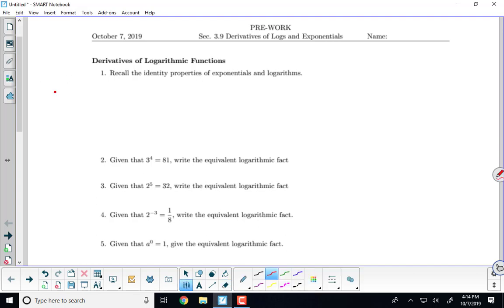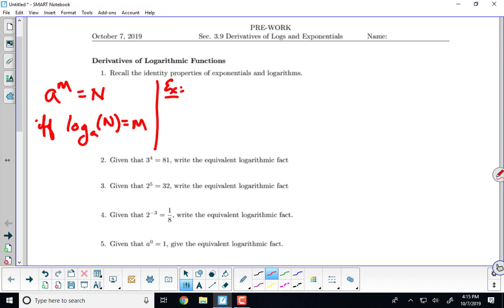If we have a to the m, and say that equals n, so here we've got some sort of exponential equation. This is true if and only if, and here's our definition for logarithms, the log base a of n is equal to m. Okay. So for example, let's first put up just a couple of examples.